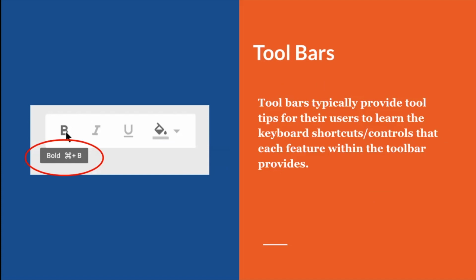Another way that tooltips are used is to instruct users on what keyboard commands they can use within a toolbar. For example, toolbars typically provide tooltips for their users to learn the keyboard shortcuts that each feature within that toolbar provides. So in this example, bold, command B.